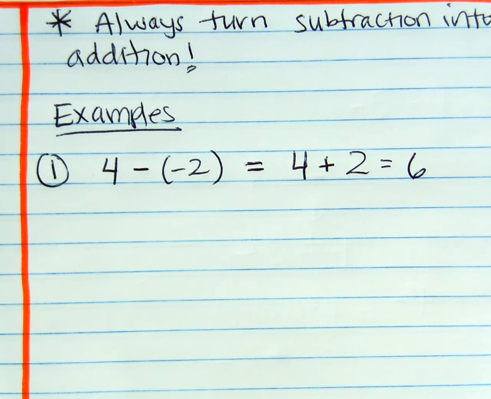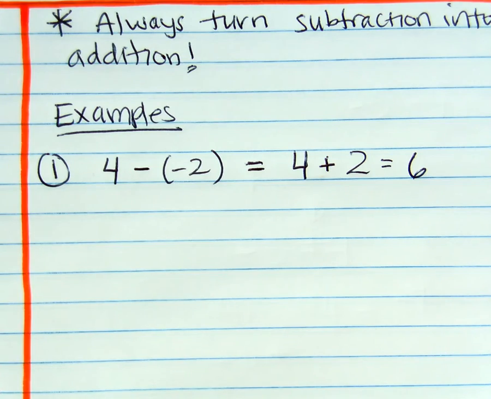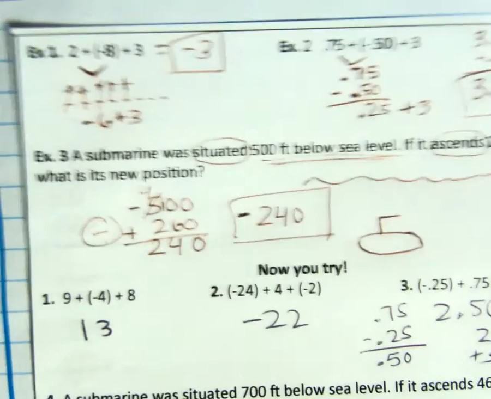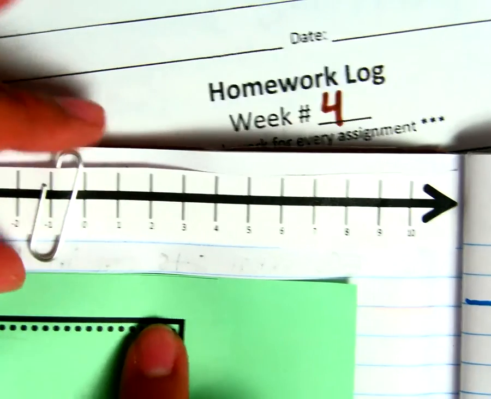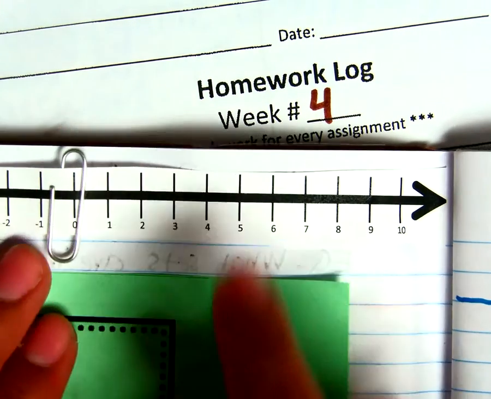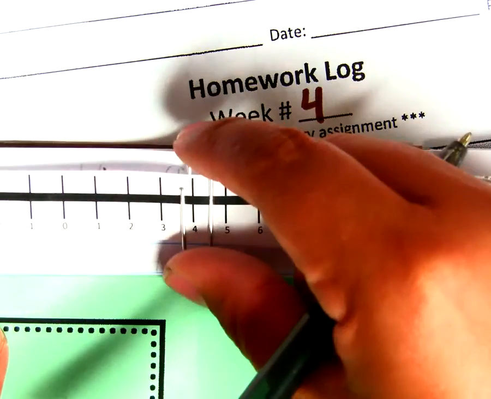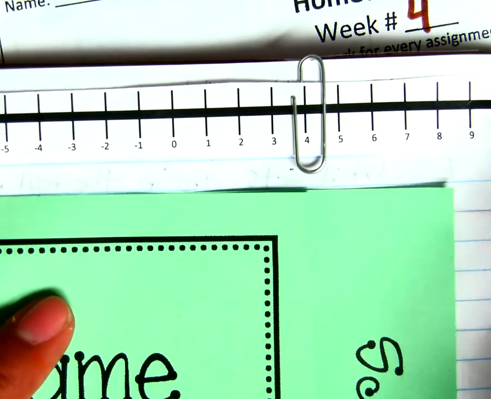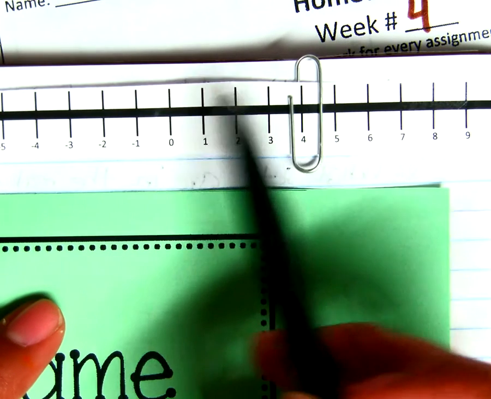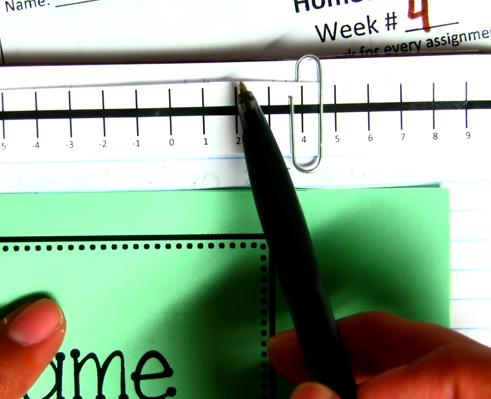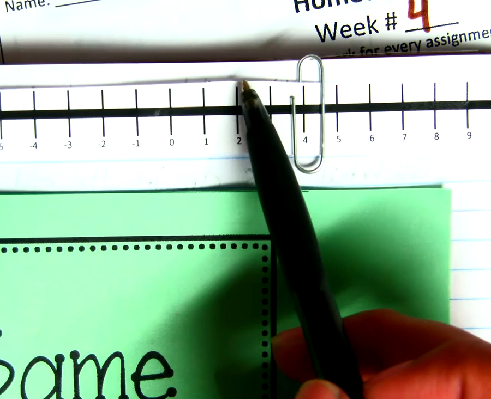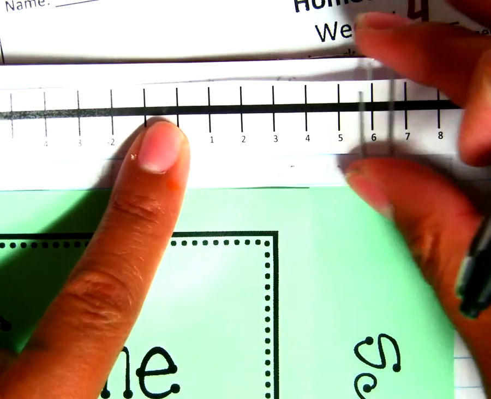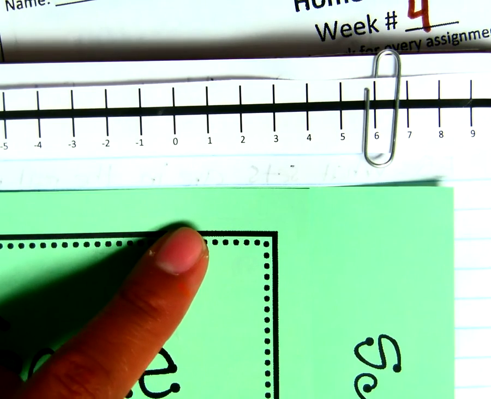Now real quick, if we want to use our number line on this one, 4 minus a -2, go back to your number line, page 7. We start at 4. Now it says minus a -2. If you hear minus, which way would you go? Left or right? Left. But it's a negative number, so that means you go the opposite direction. So instead of left, we're going to go right twice. So you end up at 6. Okay?